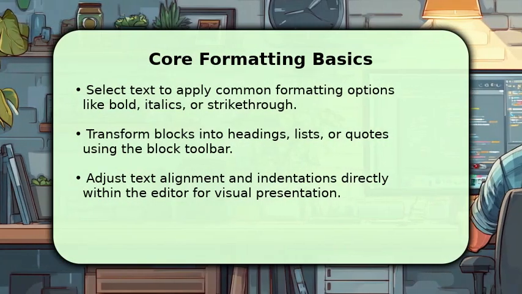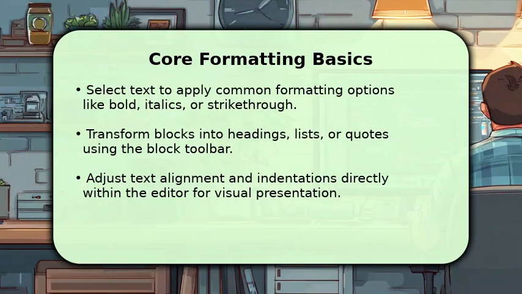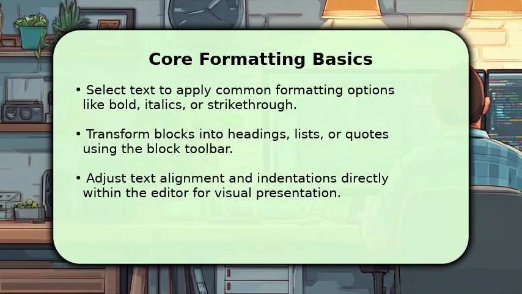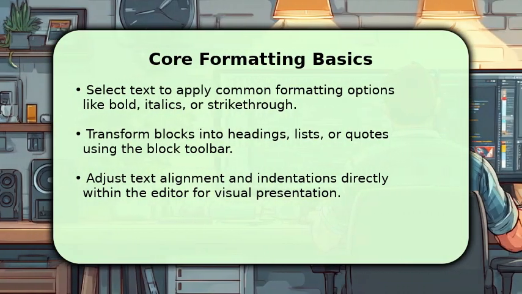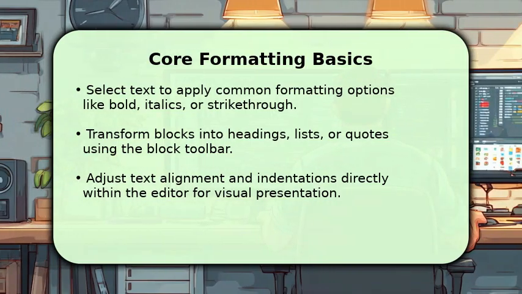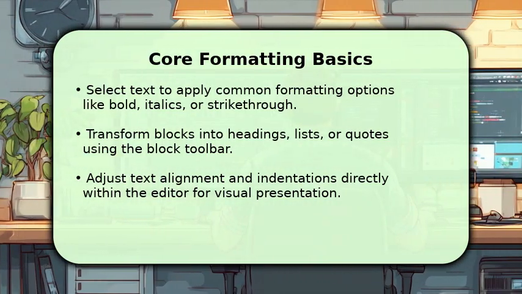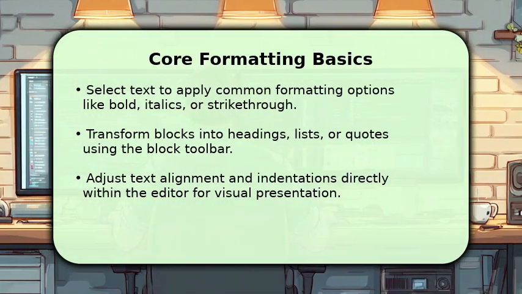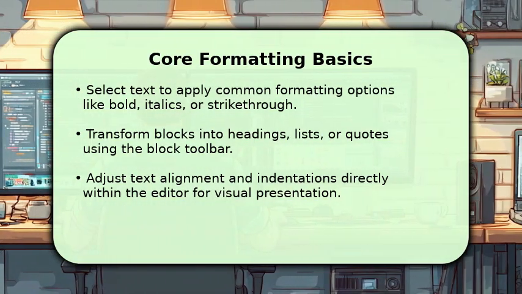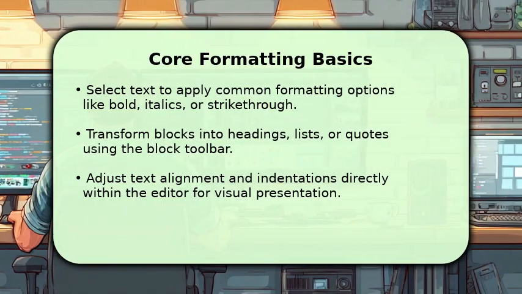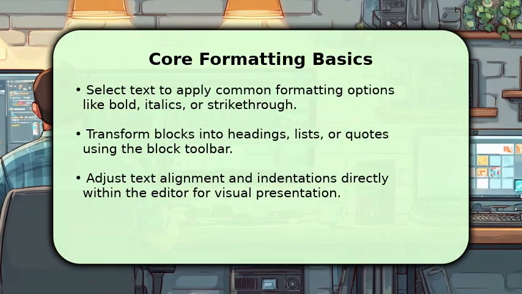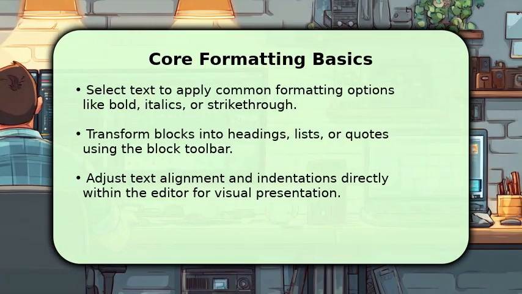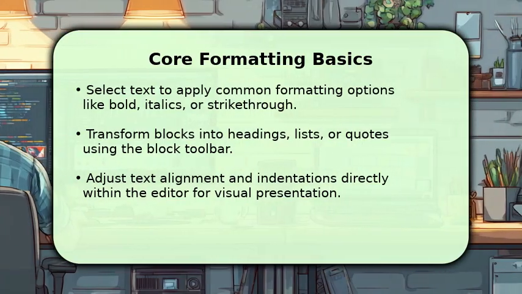Once inside the editor, you will find numerous tools to shape your text. Simply highlight any text to reveal a floating toolbar, allowing you to instantly make it bold, italic, or even add a hyperlink. Each paragraph is a block, and clicking on a block reveals options to change it into a heading, a bulleted list, or a numbered list. You can easily adjust text alignment to the left, center, or right, giving your content a professional and polished appearance.